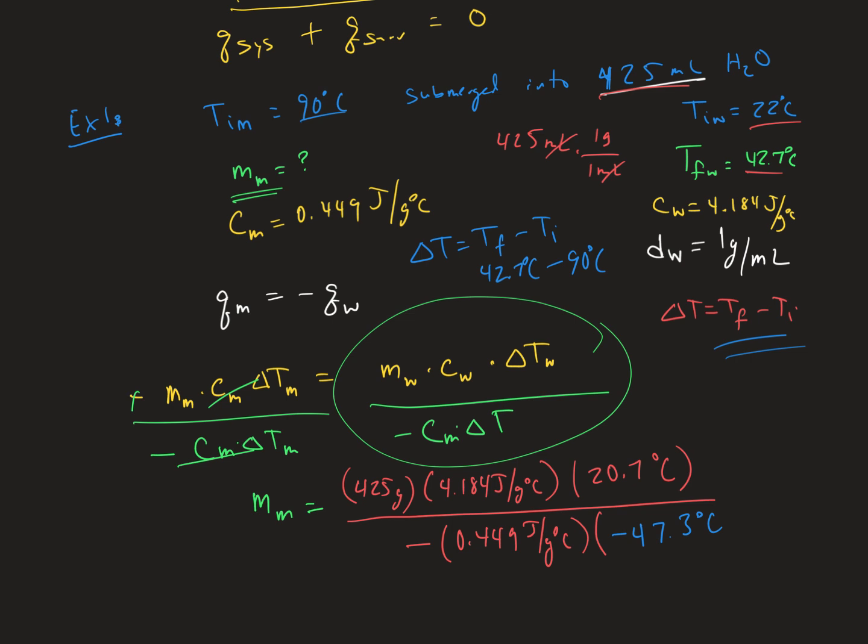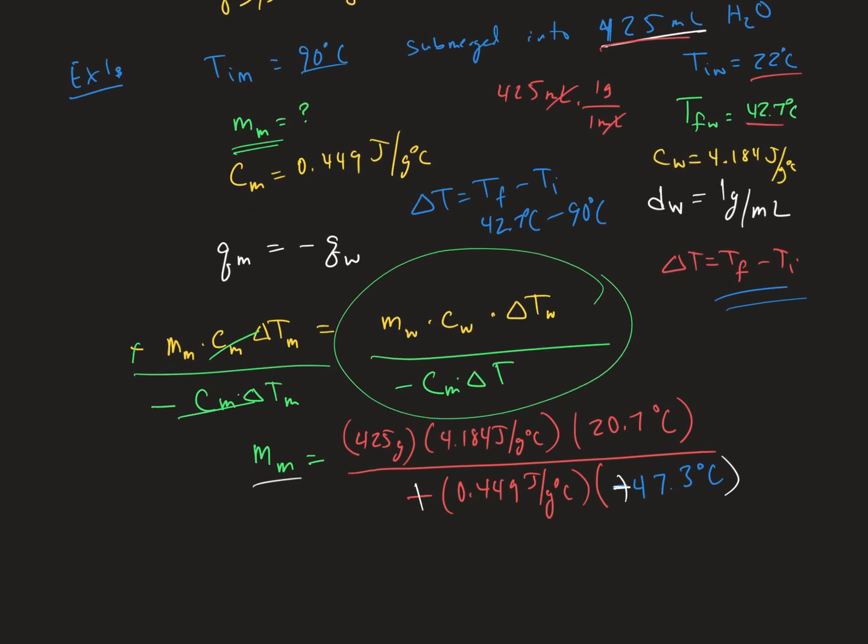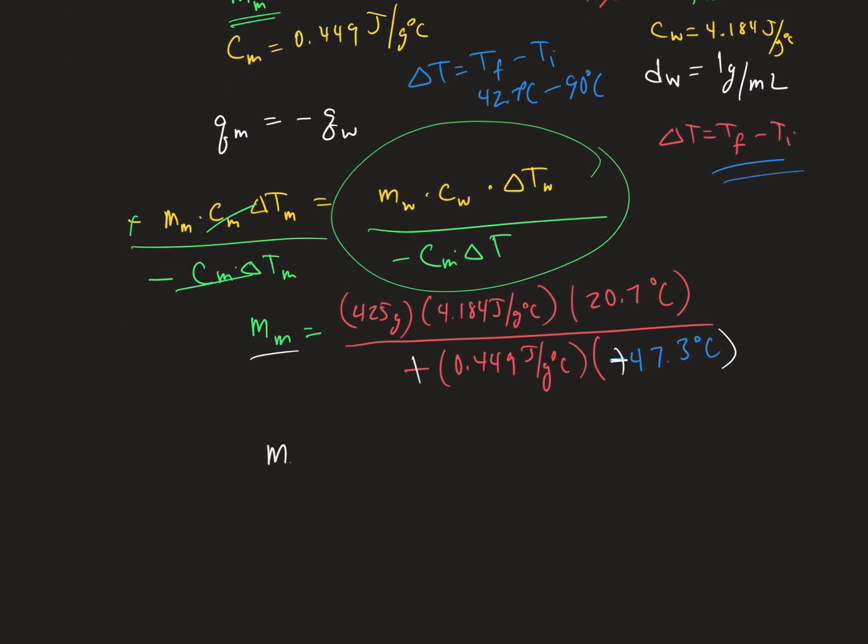Now what happens to the negatives, guys? A negative and a negative goes away. It doesn't matter. It works out to get a positive mass, and good, we need a positive mass. Now we do all of that calculation, and we get the mass of the metal is 1733 grams, or 1.73 kilograms.